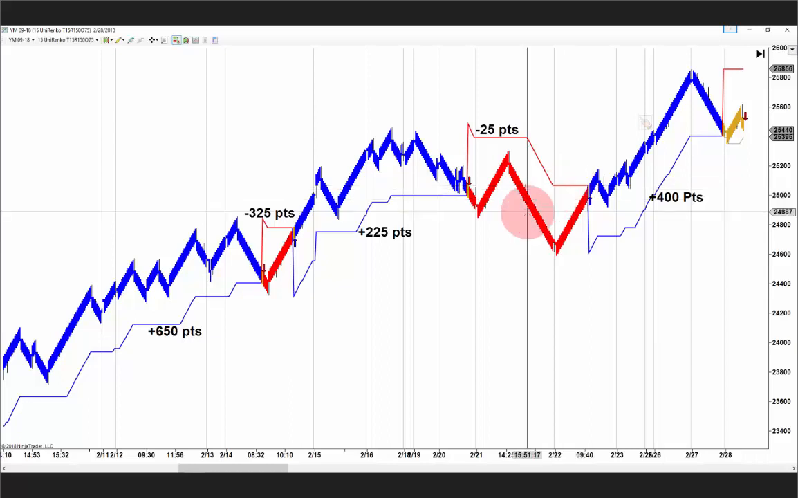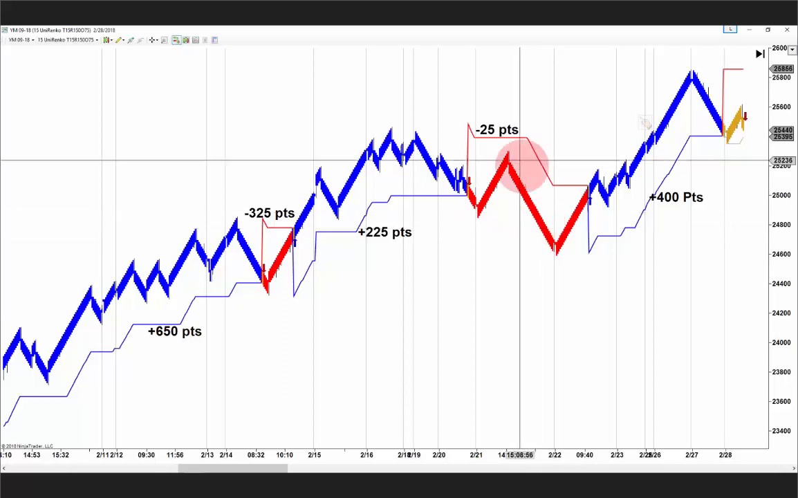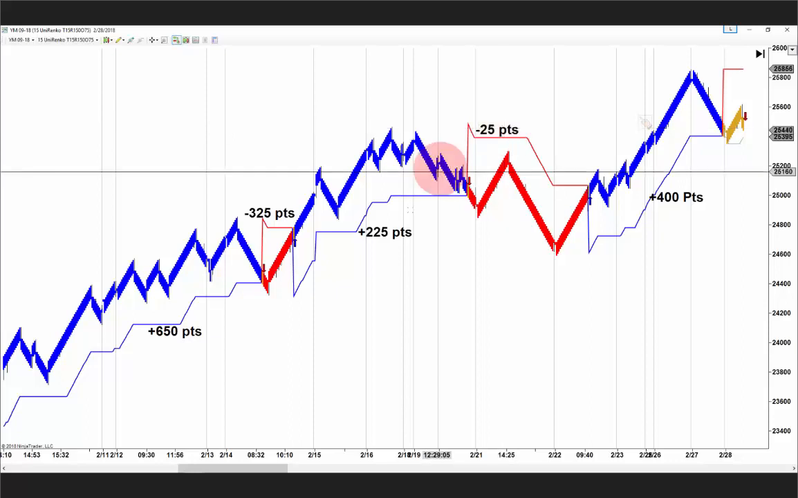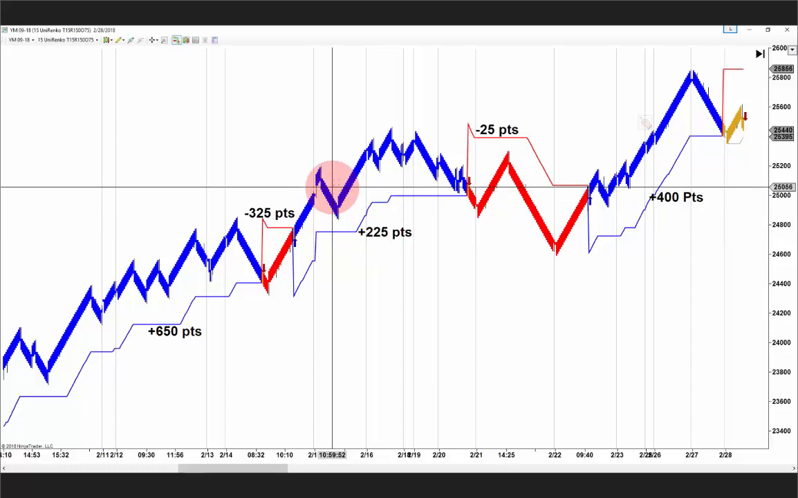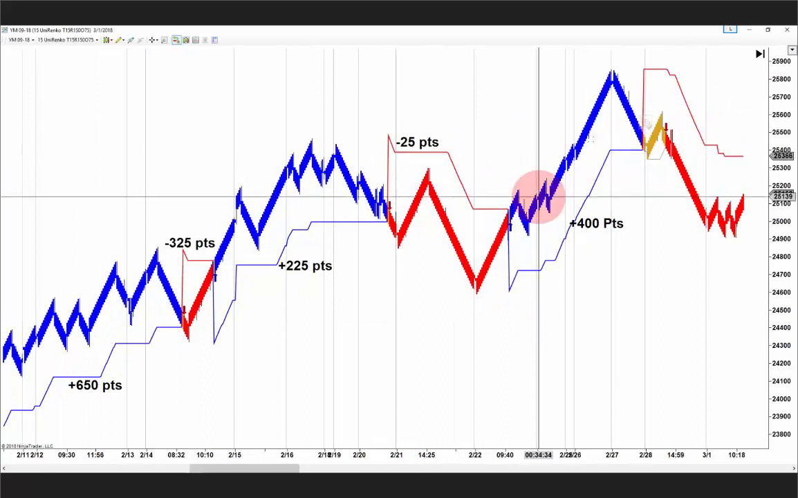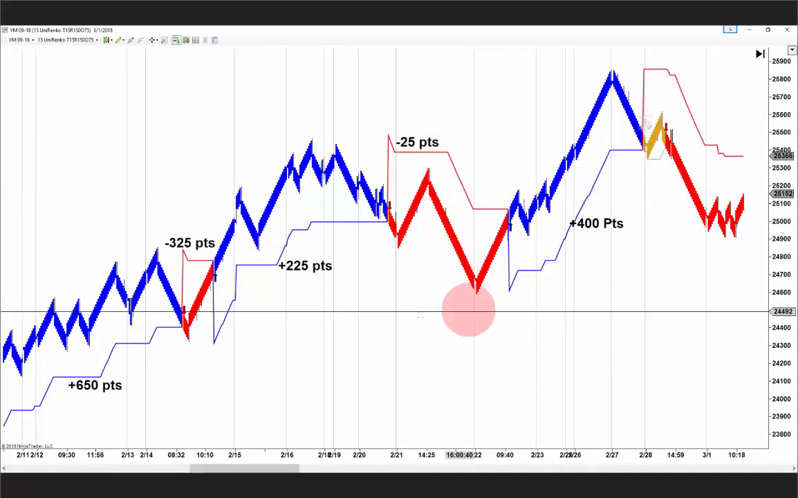So if you chose to trade 2 contracts and take one off at 300, that minus 25 would actually be plus 275, and this plus 225 would add another 300 points to it. All of these wins would add an extra 300, and some of the losses would be really mitigated.